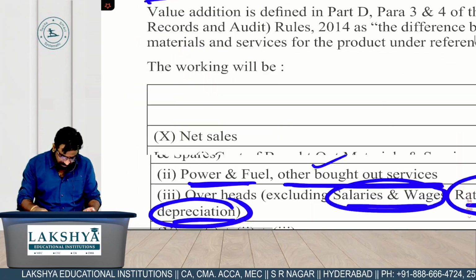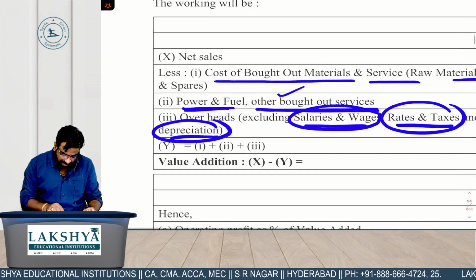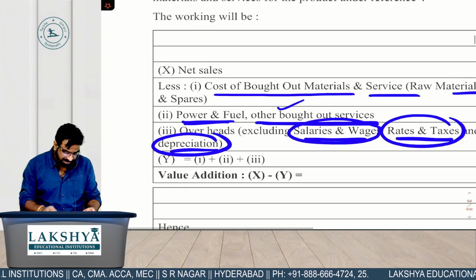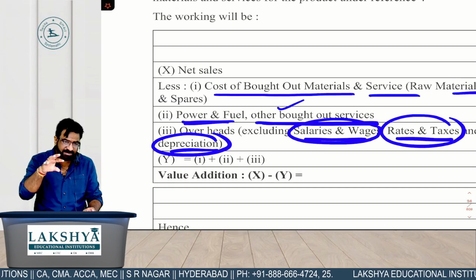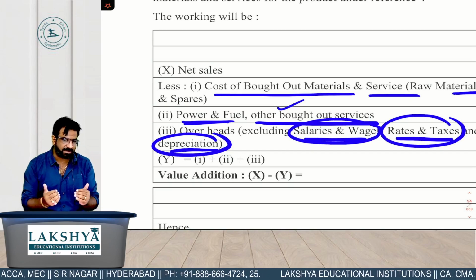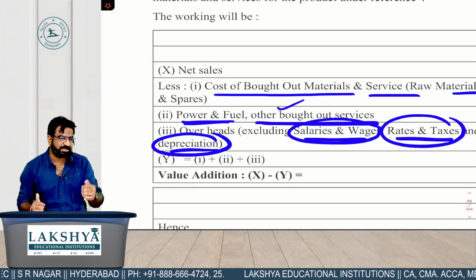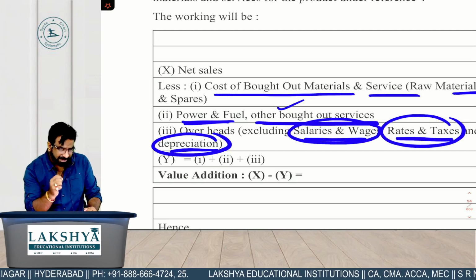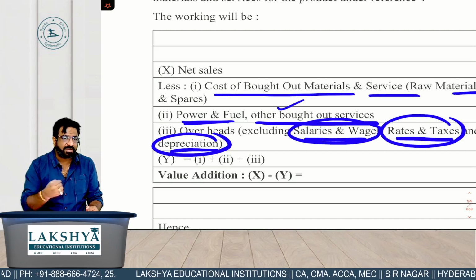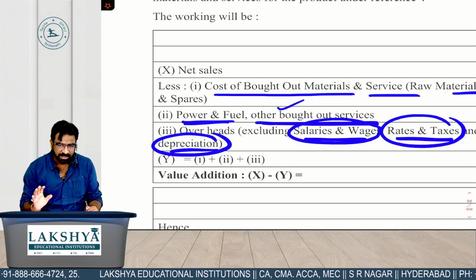Point number one. What is the second thing they are saying? In the overheads, you are excluding salaries and wages, rates and taxes. Because these net sales में से already. अच्छा मेरे को ये बताओ value addition का मतलब क्या होता है? First of all, please tell me. What do you understand by the term value addition? Anything which adds up what? Value to your products and services. Am I correct or not?